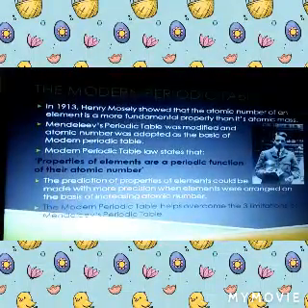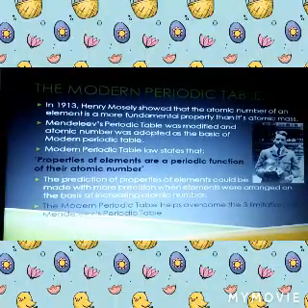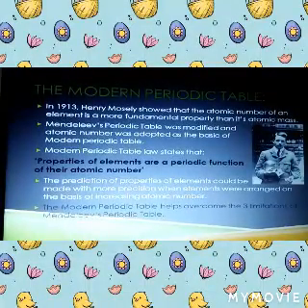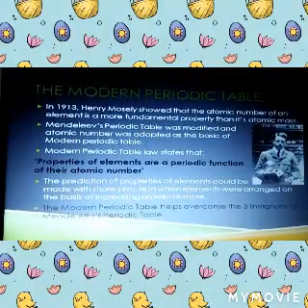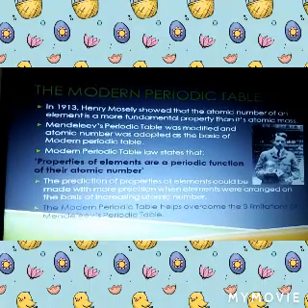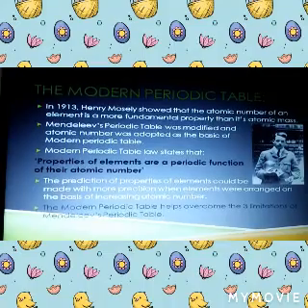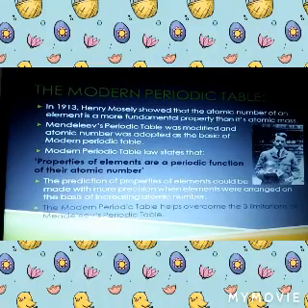Now, the modern periodic table. The periodic table made by Henry Moseley is known as the modern periodic table. In 1913, Henry Moseley showed that the atomic number of an element is a more fundamental property than its atomic mass. Mendeleev's periodic table was modified and atomic number was adopted as the basis of the modern periodic table.